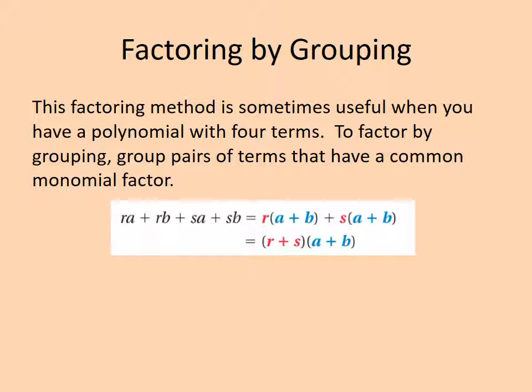When factoring by grouping, the goal is to group the first two terms of the polynomial and find what's in common in those terms. In this first set of terms, the purple set, there's an r in common. As you can see, you factor out an r, and what's left is a plus b on the inside. In the second group of terms, sa plus sb, you factor out an s, and what's left is a plus b.